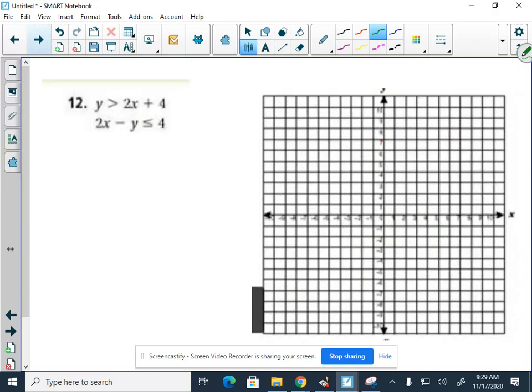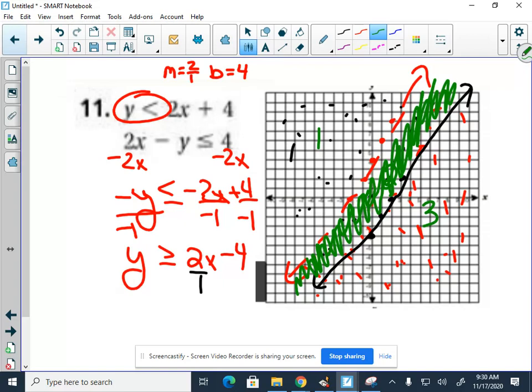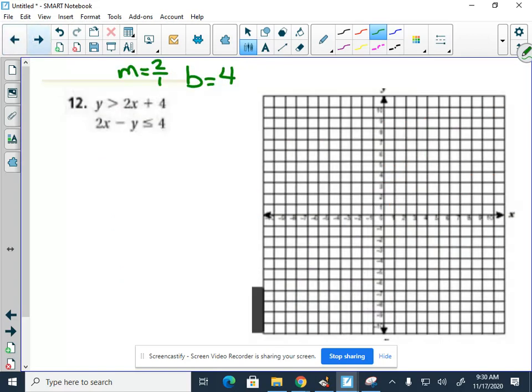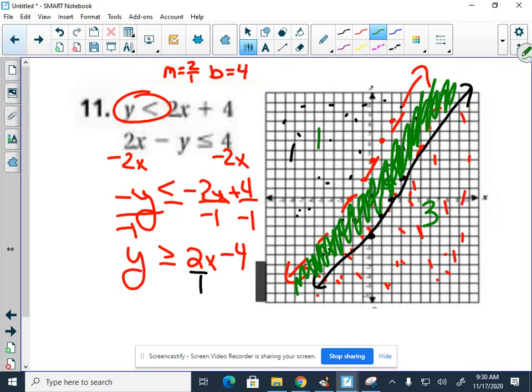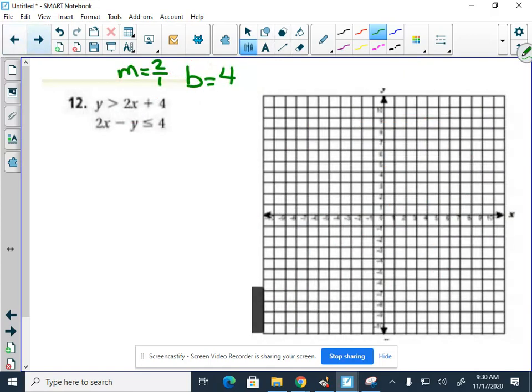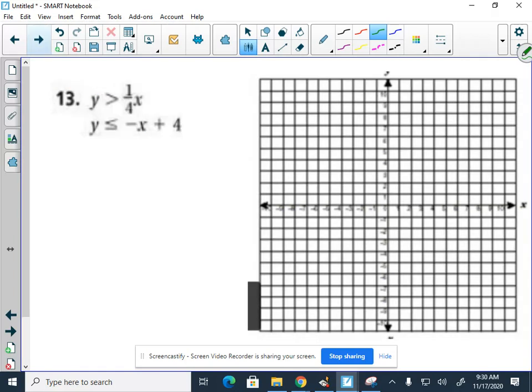All right, number 12. Y is greater than 2x plus 4. So m would be 2 over 1. B would be 4. Isn't that the same one? That looks like the same exact problem, doesn't it? It is the exact same. Okay, so we're going to skip number 12, I guess, because why are we going to do the same exact one? It's the same exact numbers, right? Yeah, we'll just cross number 12 off.